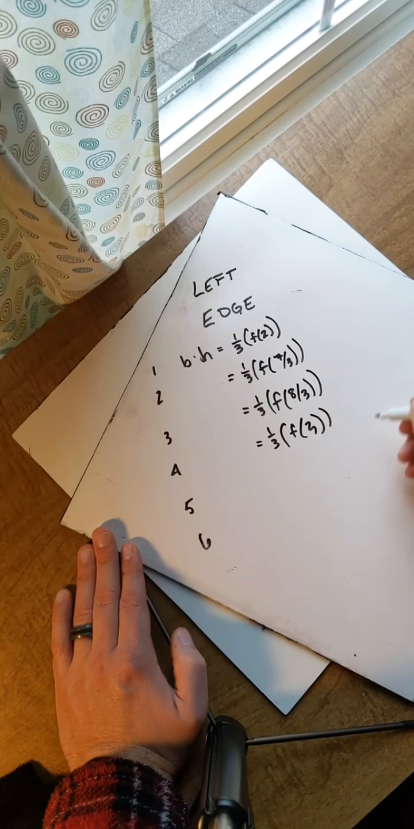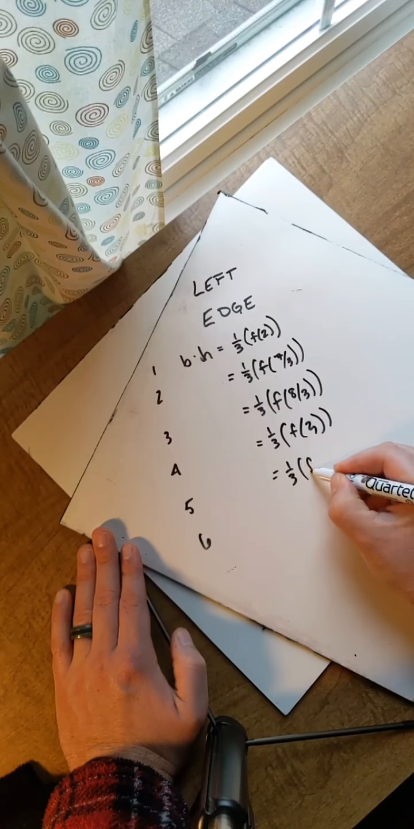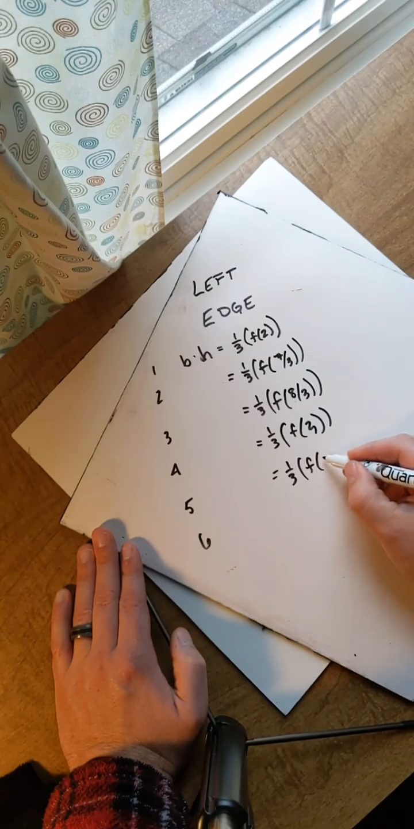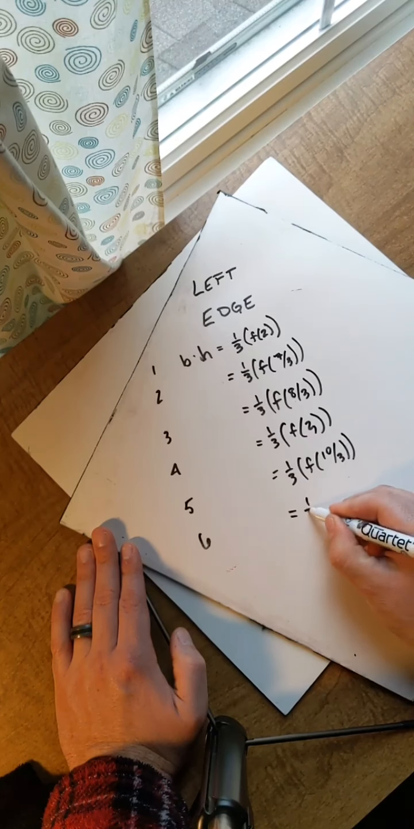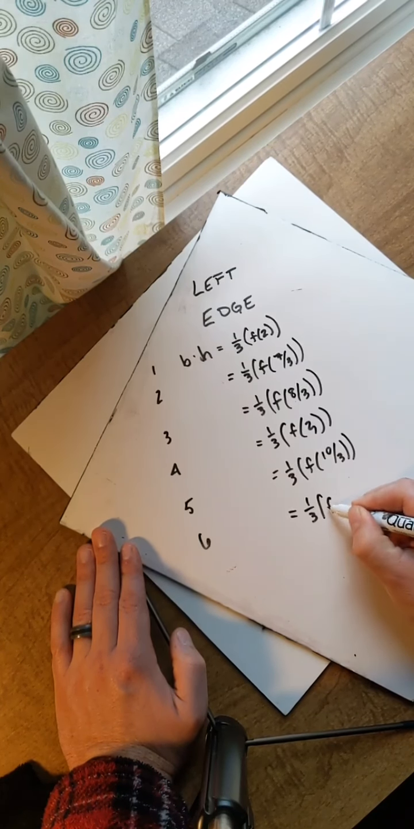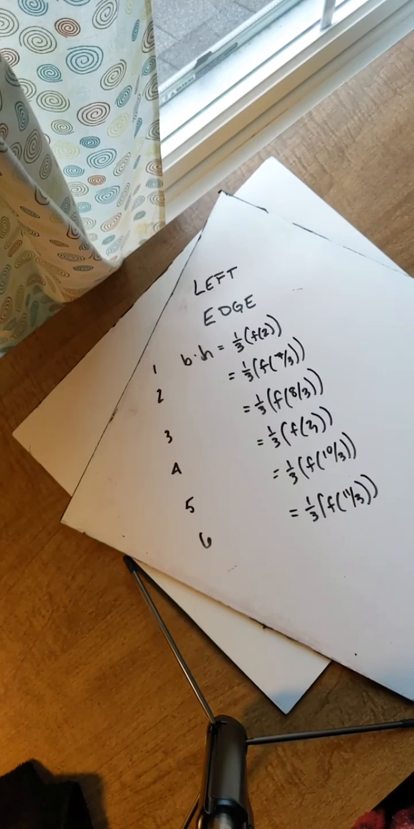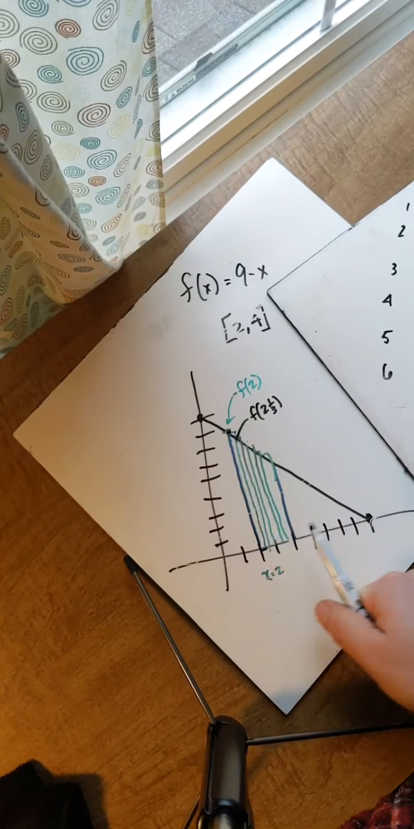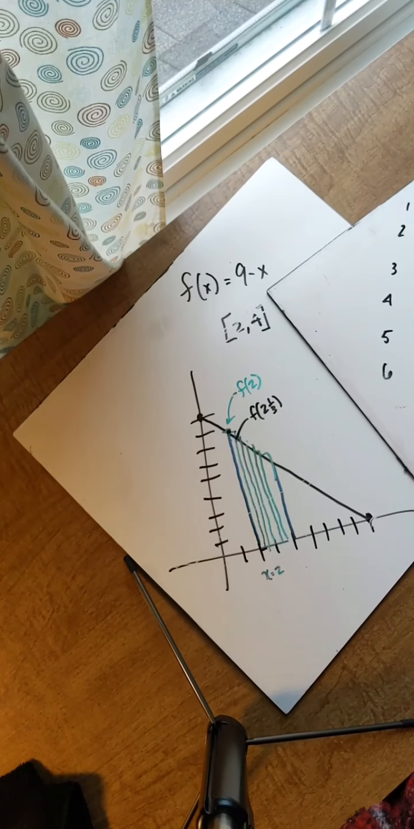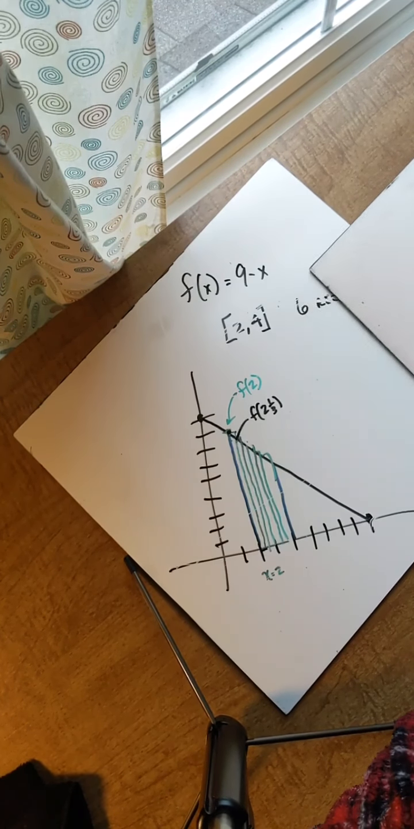And then the next rectangle has a base of 1/3. F of 10/3. Then the next rectangle is 1/3. Then f of 11/3. So we have our list here of all these rectangles and how to find the area of each rectangle. Now what we need to do is to go through and figure these out.